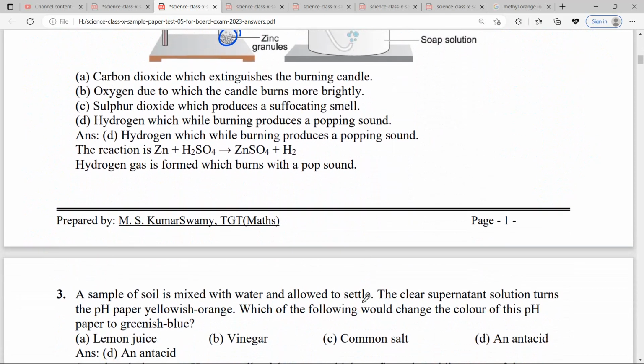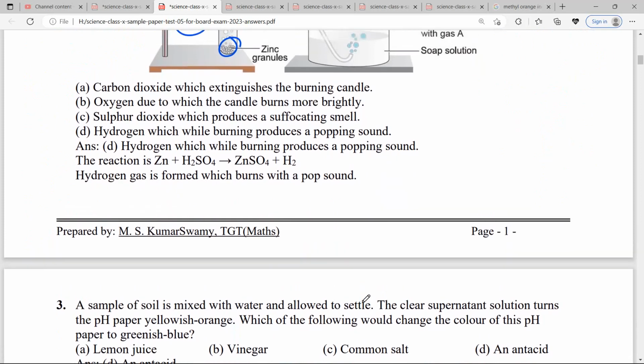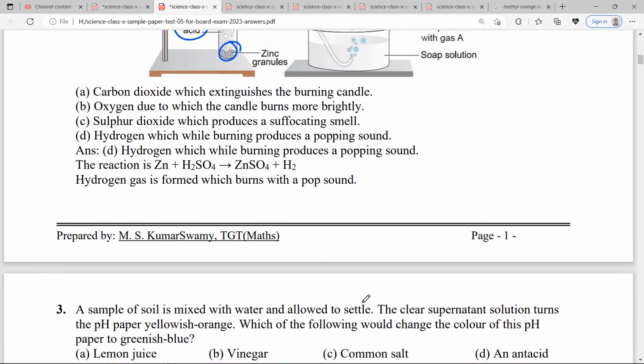Yes, next. A sample of soil is mixed with water and allowed to settle. The clear supernatant solution turns pH paper yellowish orange. Which of the following would change the color of this pH paper to greenish blue?